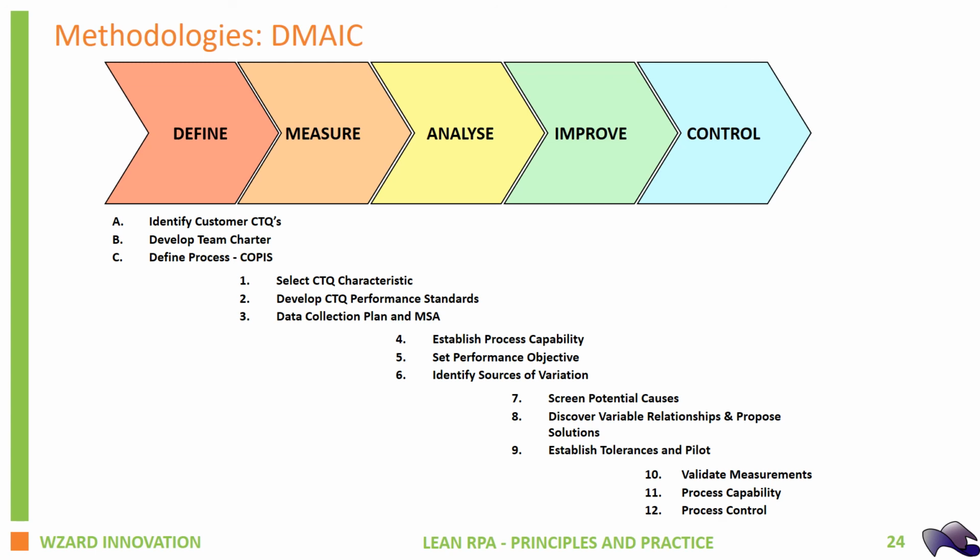Improve is our change step. These are the changes that we're going to put into the process and measure as they are to see how effective they are. Finally, if the improvements are successful, we will move into a control phase where ongoing monitoring is established to make sure that the process doesn't deviate in the future.